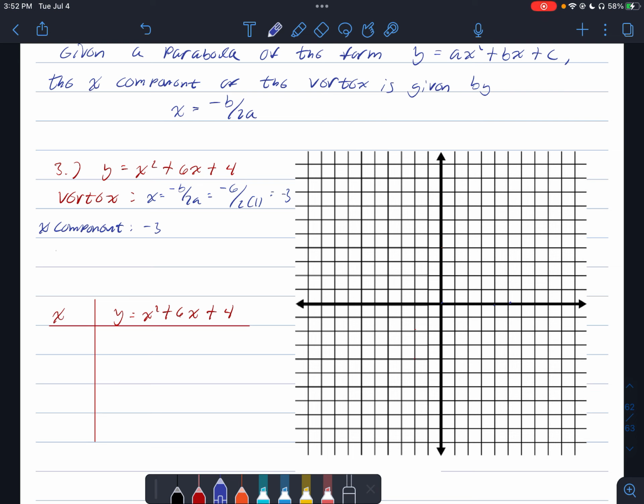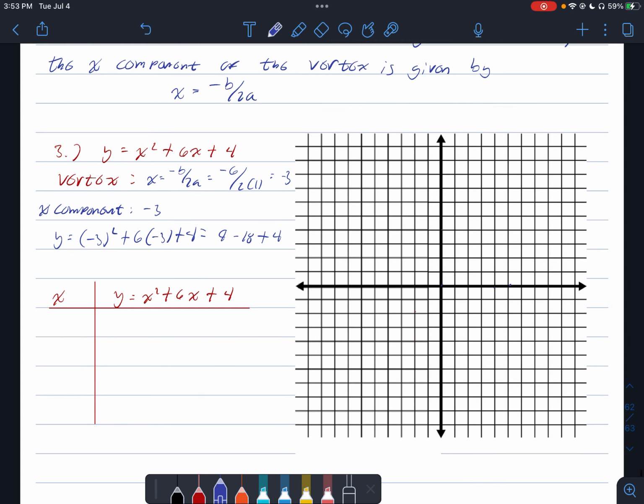Okay, so we'll do y is equal to negative 3 squared plus 6 times negative 3 plus 4. So that'll be 9 minus 18 plus 4. Okay, so 9 minus 18 is negative 9, plus 4, that's going to be negative 5. So our vertex is given by negative 3, negative 5. So we'll go to the left 3, and then we'll go down 5. And then we'll again plug in points on either side, just like we did last time.